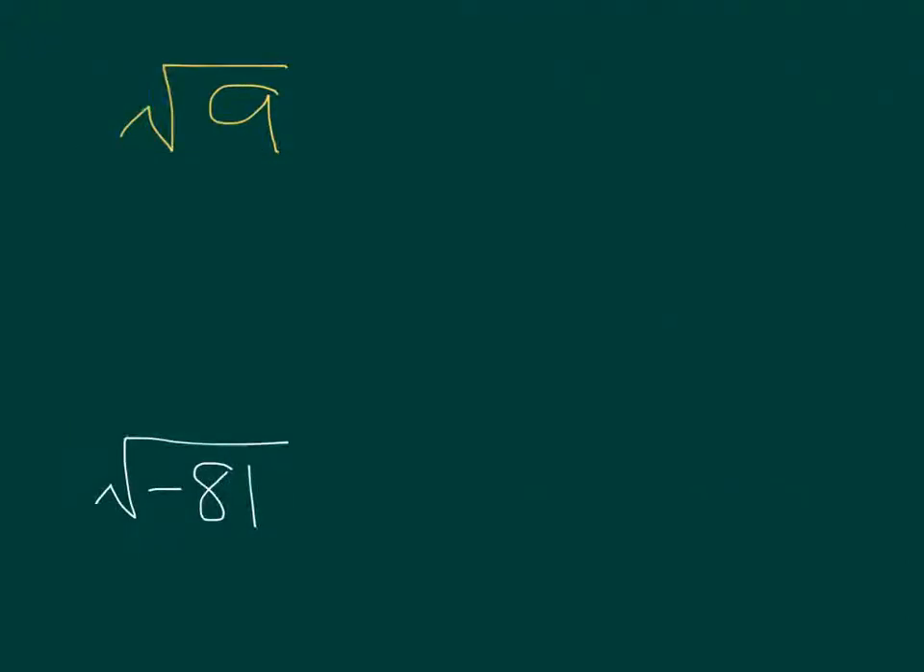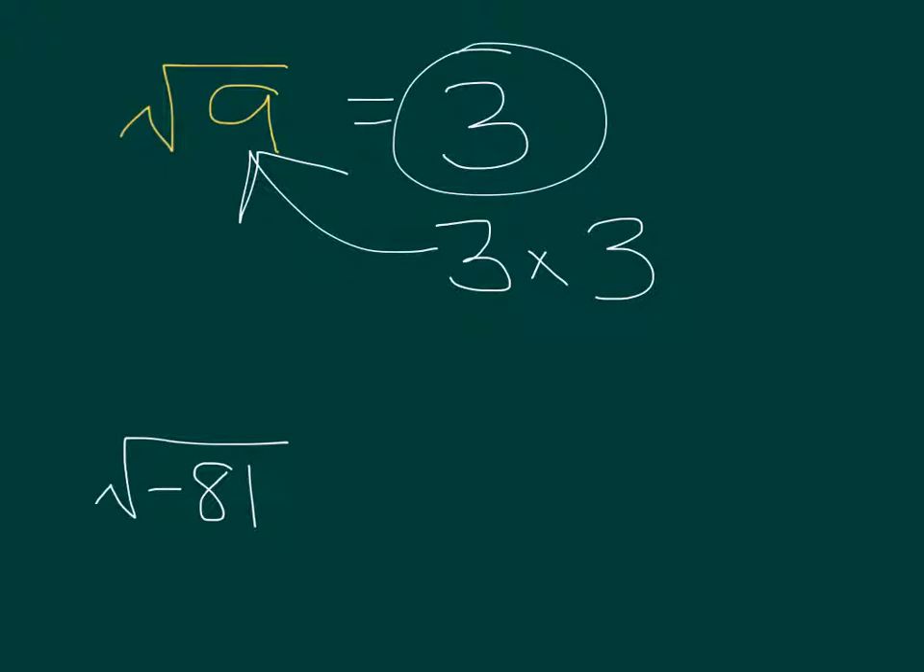So let's take a look at these two examples. The square root of 9. Well, the square root of 9 would be equal to 3 because 3 times 3 is 9, but you only have to record one of the integers.